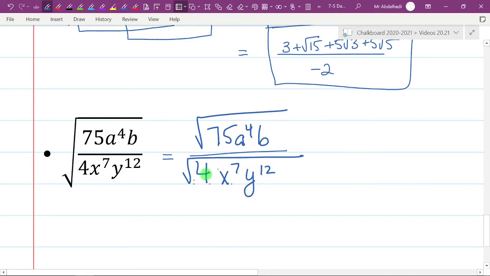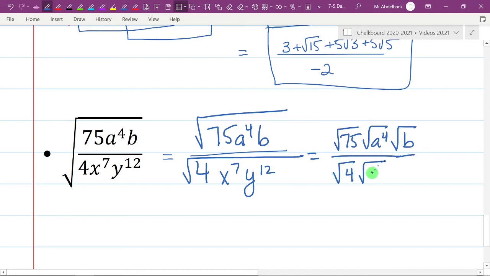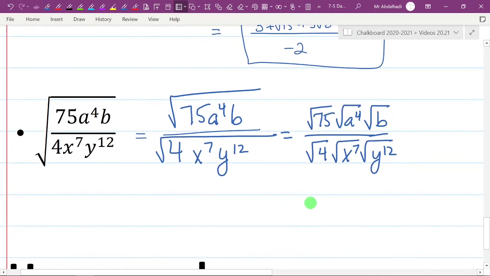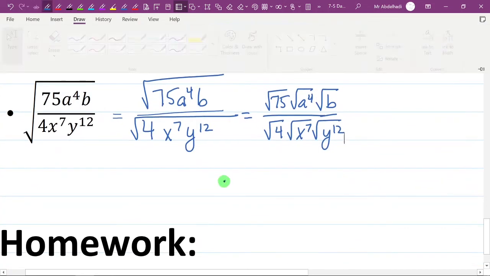And the way you do each one of these, we already know from previous lessons, you just chop it up. So you got the square root of 75, the square root of a to the 4th, the square root of b, over the square root of 4, the square root of x to the 7th, the square root of y to the 12th. Now 75 is not a perfect square, so we do a factor tree for it.